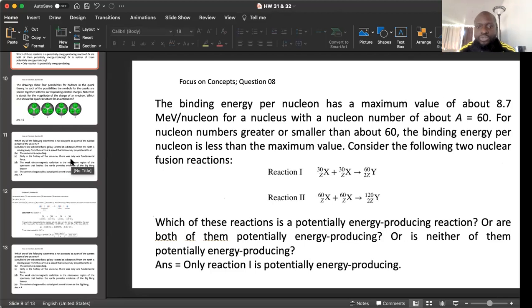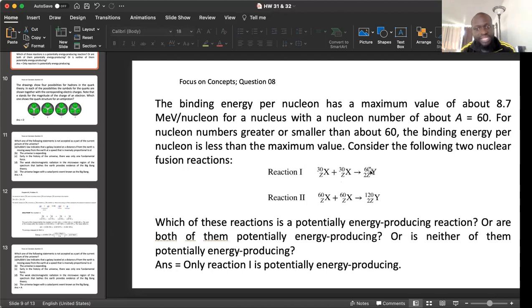So consider the following two nuclei, one less than 60 as A, one equal to 60 as A. So which of this reaction is potentially energy producing reaction? So energy producing reaction means when they combine together, they don't have enough energy to produce the product. So they have to produce energy from the combination to add to their combined masses in atomic mass unit to produce that result.